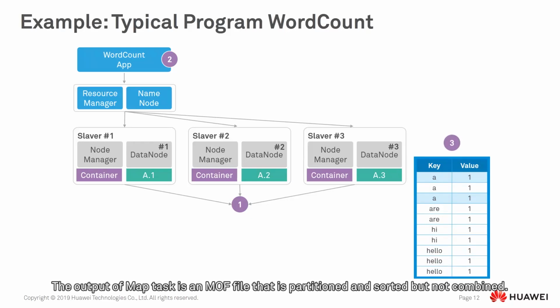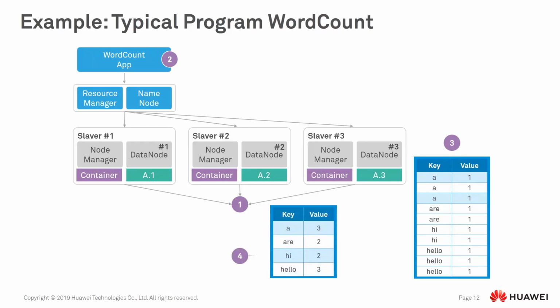The output of a map task is an MOF file that is partitioned and sorted but not combined. And then reduce tasks obtain the MOF from map tasks after combination, sorting, and user-defined reduce function processing. The output result is shown in table 4.